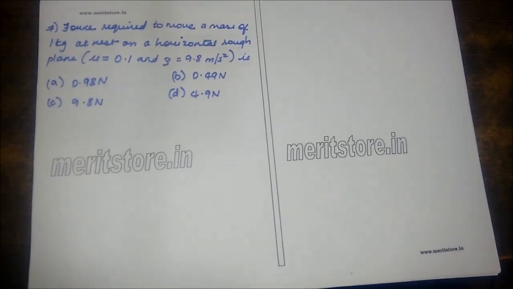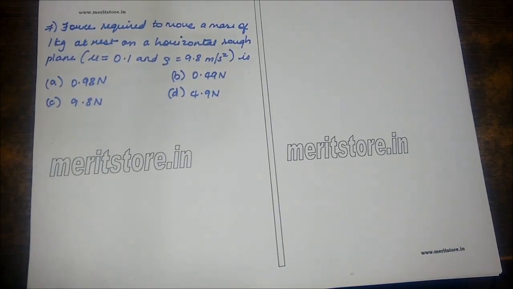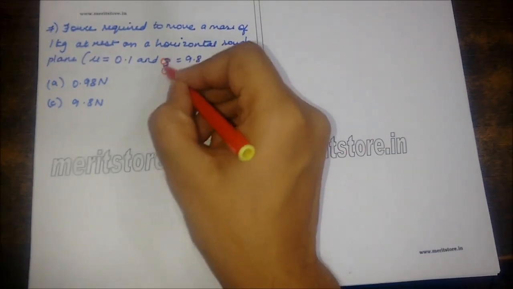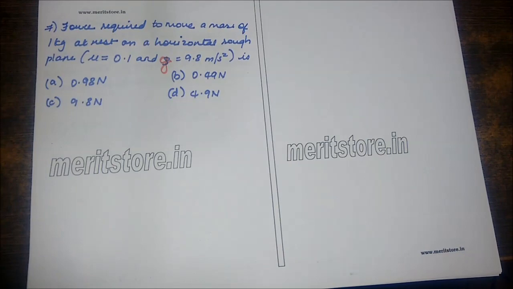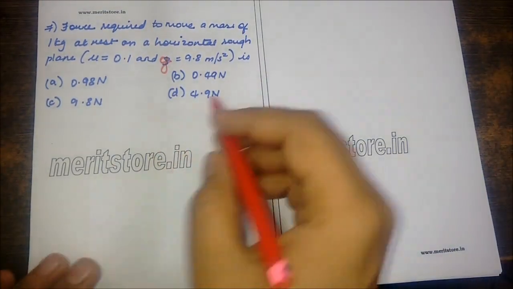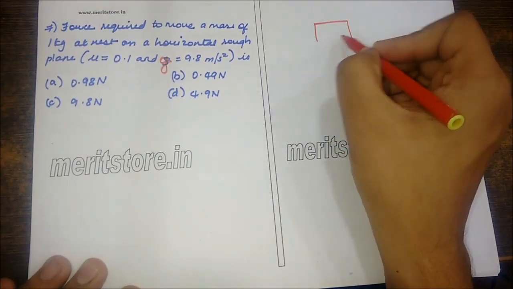Question 7. Force required to move a mass of 1 kg at rest on a horizontal rough plane, mu is equal to 0.1 and g is equal to 9.8 meter per second square, acceleration due to gravity. Now to solve this question, let us make a diagram and understand the representation.